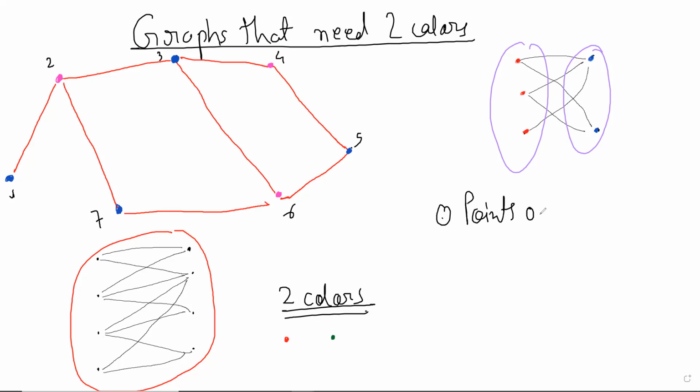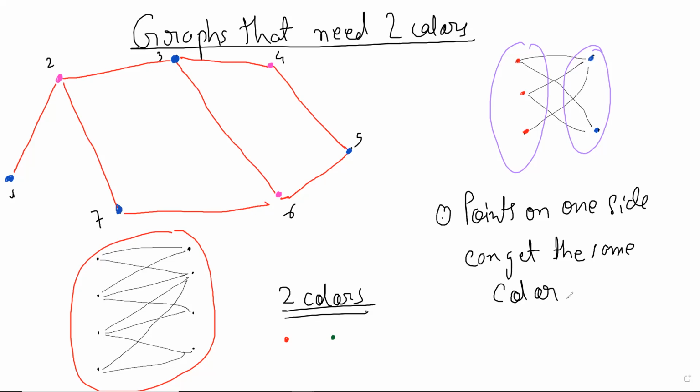Points on one side, because there are sides to this, can get the same color, because they have no lines between them. Again, there is no definition of side yet. This is just the word I'm using because I think we can understand it. The exact definitions we will not do in this class, because the point is to get intuition about these things.